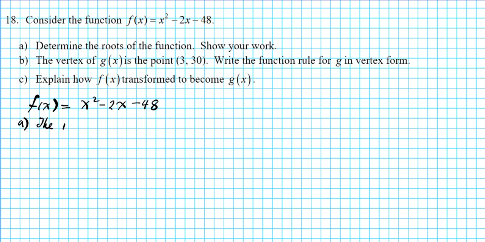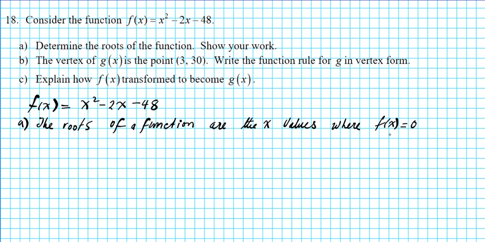So let's write that down. The roots of a function are the x values where the function attains a value of 0. Okay? Alright, so let's go ahead and do it. We'll set f of x equal to 0. F of x is x squared minus 2x minus 48. Set that equal to 0. We're dealing with a quadratic trinomial here. So to solve this, we're going to use the x game.